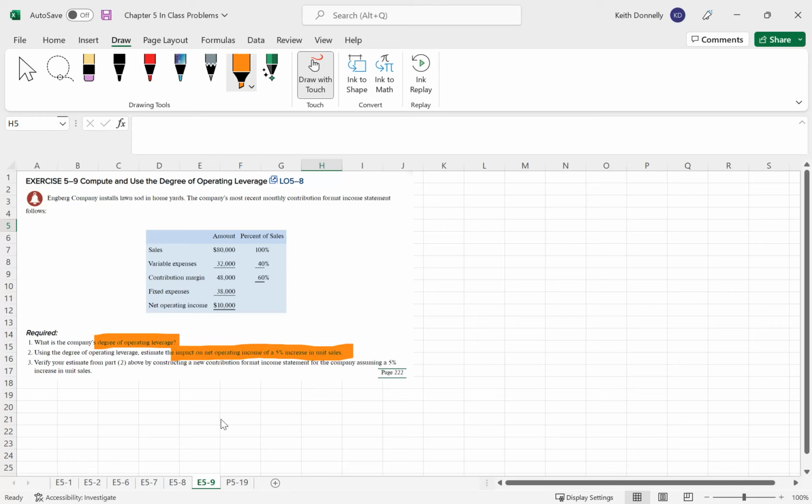All right, so let's do this one at a time. All right, so first thing they want us to do is the degree of operating leverage. Right, and that's going to equal, in this case, our contribution margin divided by our net operating income. All right, so in this case, right, our contribution margin is 48,000. We see that right over there, okay?